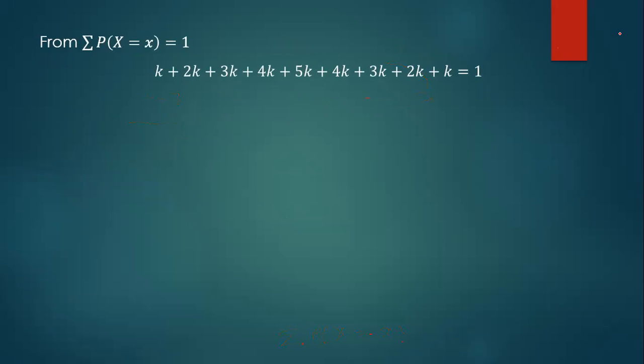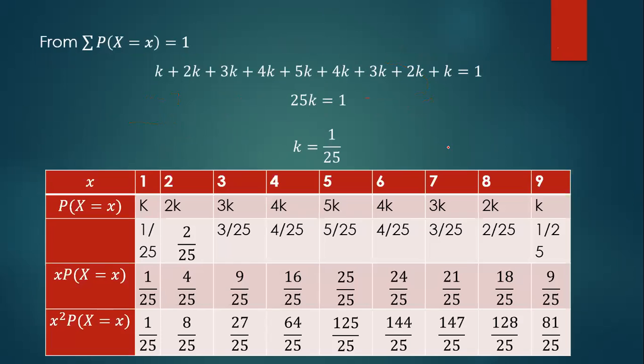So that is what we do there. We sum up 25k is equal to 1, and finally our k is equal to 1 over 25. So if the question is still continuing, we can as well draw another table and then we substitute, and then do like what we did at first.